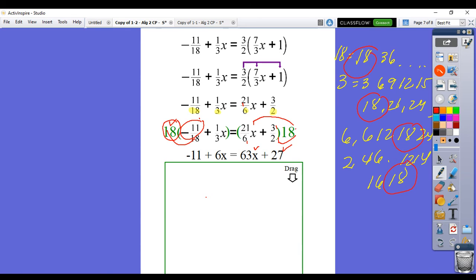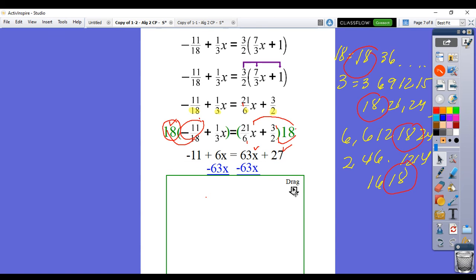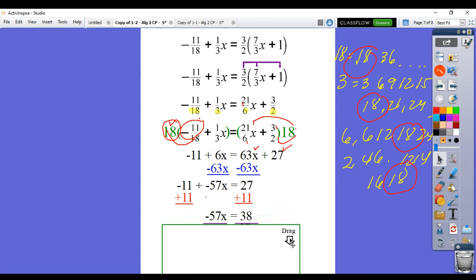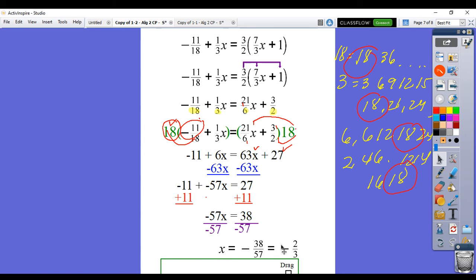There you go. And from here, you can just solve the equation by combining the like terms. And again, ideally, put the x on the left side. So you subtract 63 here. 6 minus 63 will give you negative 57x because 63 is bigger. Drop the negative 11, drop the 27, and I'm going to move the negative 11 to the other side. So by adding 11 on both sides, drop the negative 57, this will give me a sum of 38, then divide them all by negative 57. The answer there is negative 38 over 57.